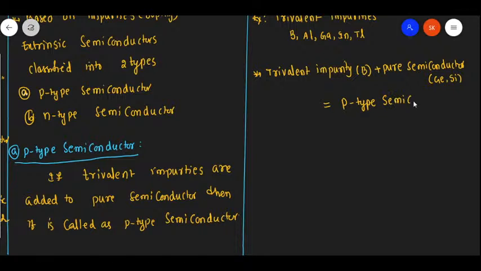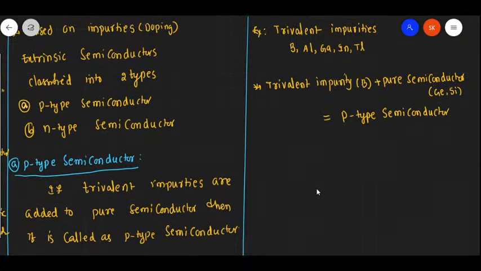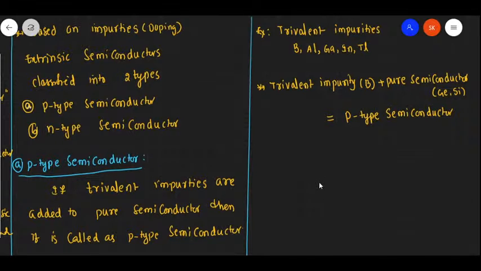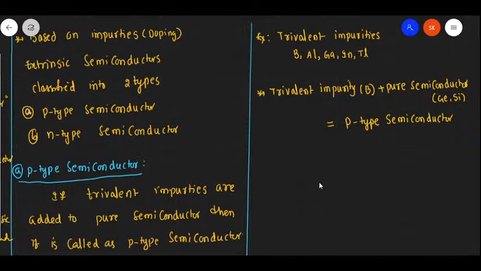Is p-type an extrinsic or intrinsic semiconductor? This is my question. Write in the chat box.